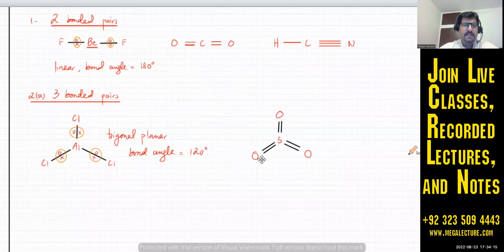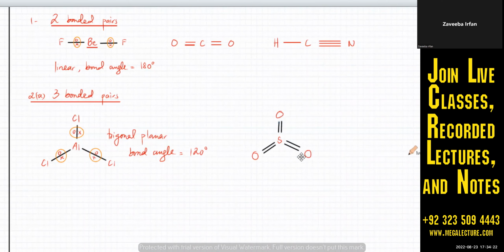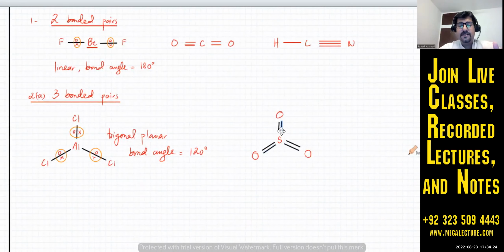Be clear on this one. You've got a bunch of electrons here, here, and here. So that's three pairs or three groups of electrons, and they will be as far away from each other as possible. How do I know that there is no lone pair?